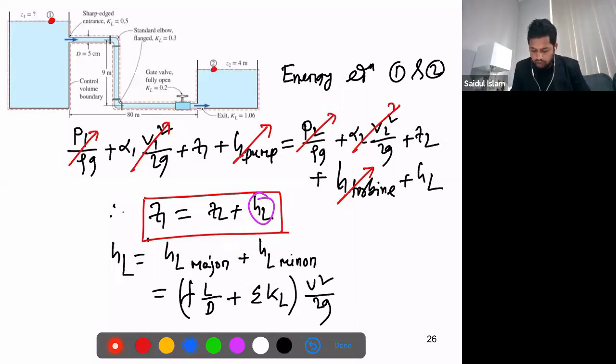You can ask me why you are using summation here, but you are not using the summation here. Look, we have the pipe with a single diameter. It is 5 centimeter, it's given here. So we will have only one friction factor value, because if we have different diameter pipes, then we need to consider those, isn't it? And if you ask me why I'm using the summation here, it's because we have one minor loss here, another one here, another one here, and another one here. So 5 different positions, and we have the minor losses over there.